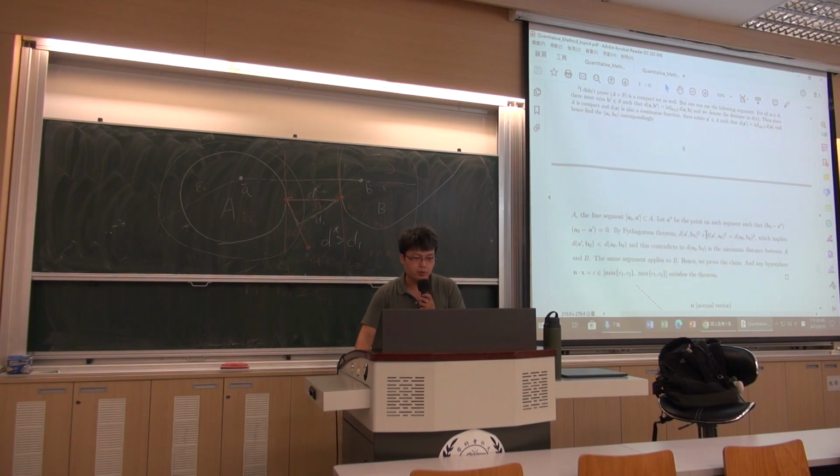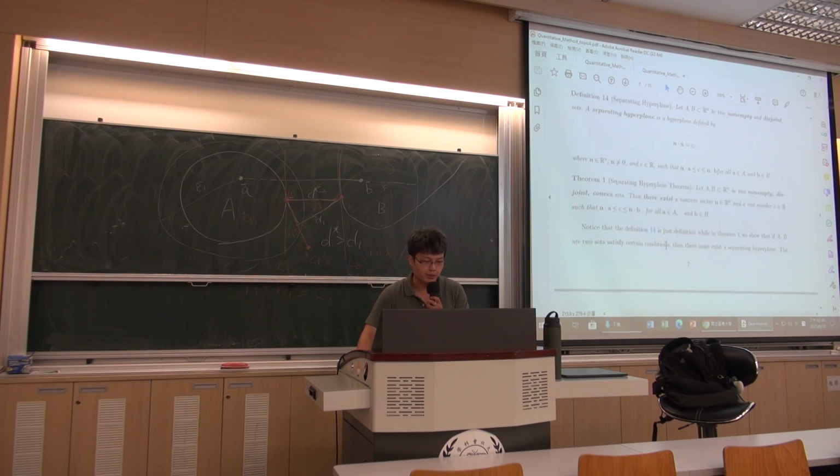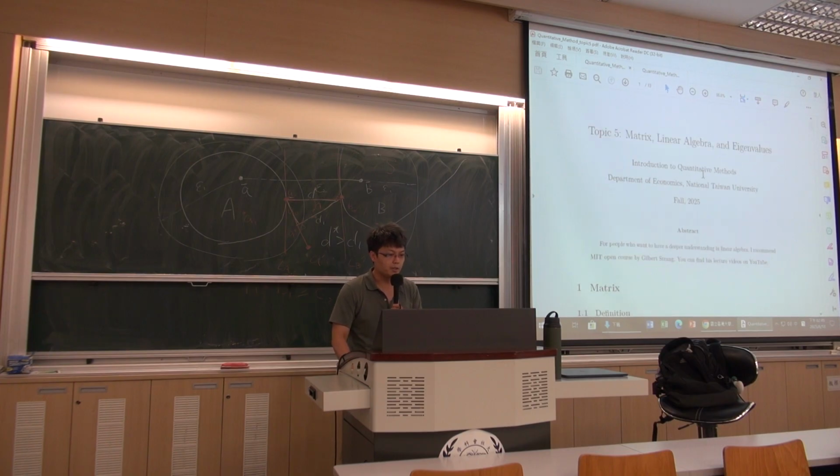If you look closely at this proof, it actually uses all three conditions: non-empty, disjoint, and convex. That's why this theorem is powerful. Once I tell you that these two sets have these conditions, I can immediately tell you there is always a separating hyperplane. Any questions? And then we are going to move on to the matrix.